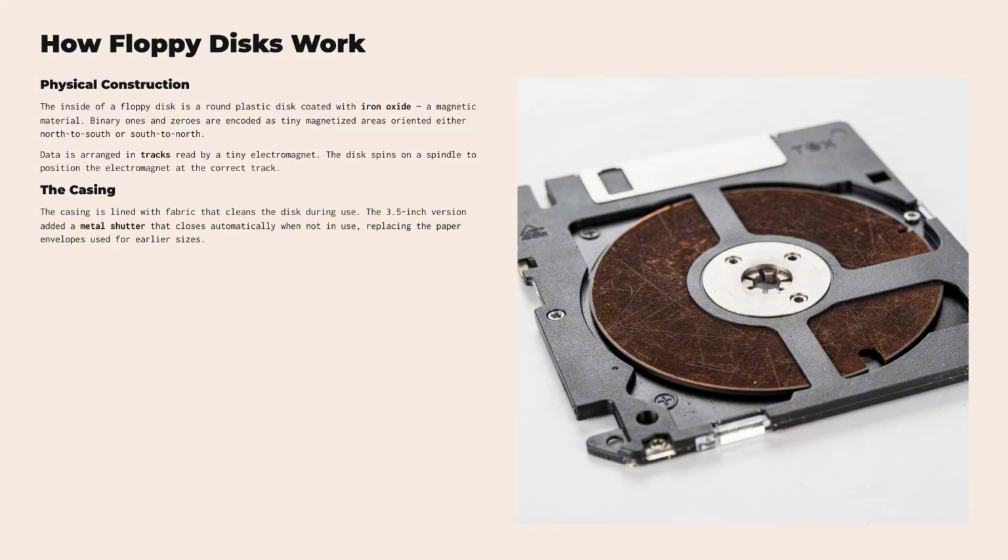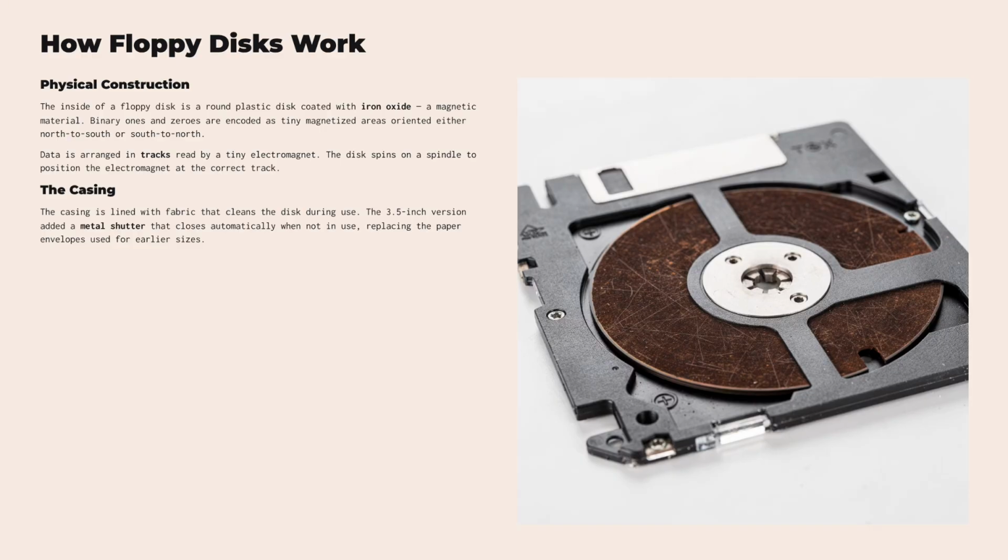Binary ones and zeros are encoded as tiny magnetized areas, oriented either north to south or south to north. Data is organized in circular tracks, which are read by a tiny electromagnet. The disk spins on a spindle to position the electromagnet at the right track. The 3.5-inch version added a spring-loaded metal shutter that closes automatically when the disk is not in use, which was a significant improvement over the paper envelopes used with earlier sizes.